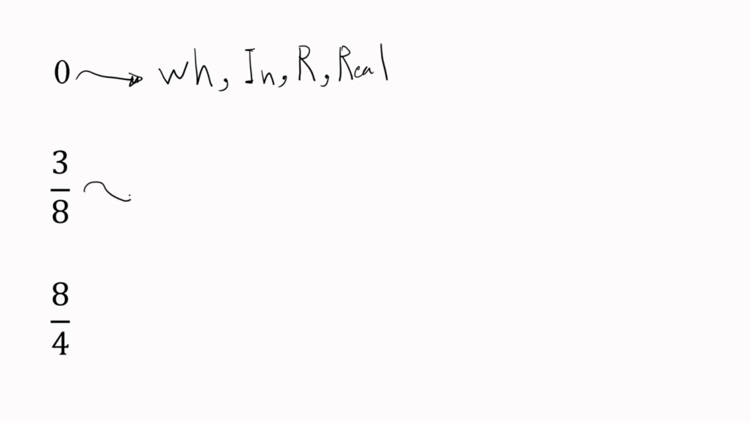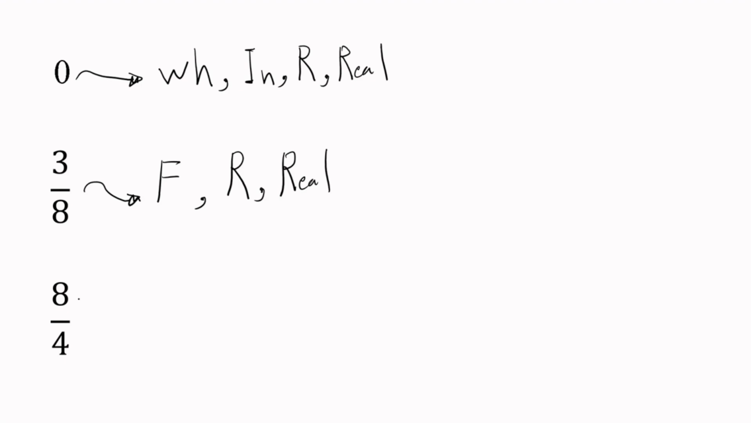What about 3 over 8? It is not a natural number, it is not a whole number, it is not an integer, it's a fraction, right? So it is a fraction and definitely it's going to be a rational number and definitely it's going to be a real number.